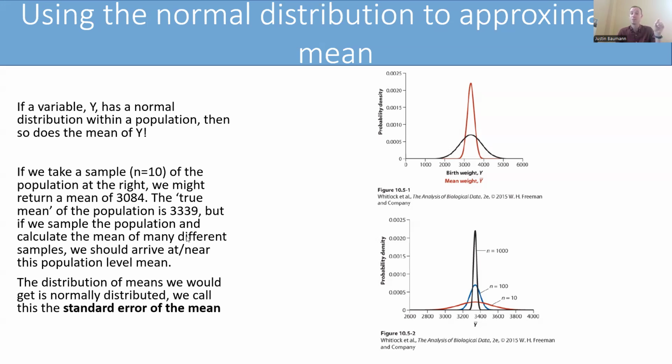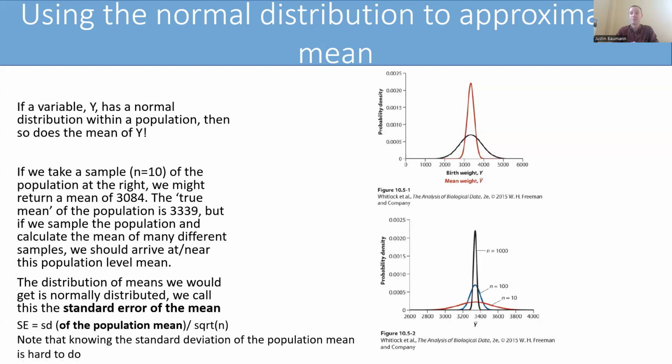We thus call the distribution of means when we take multiple samples of 10, if I take 10 samples of 10 and calculate the mean, the distribution around the mean, the distribution of means that I get, that is my standard error of the mean, or the standard deviation around my mean. Remember that the standard error of the mean is the standard deviation of the population level mean divided by the square root of the sample size.